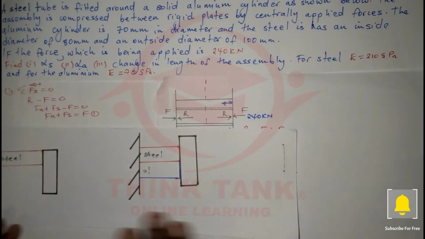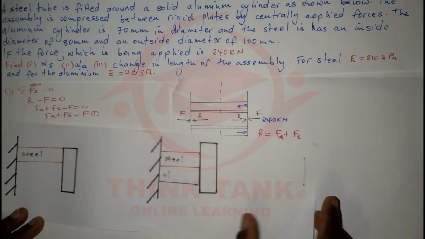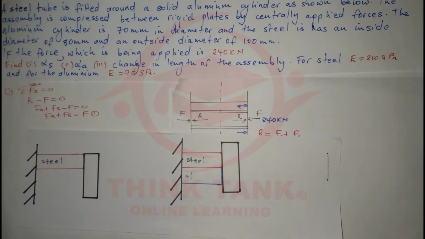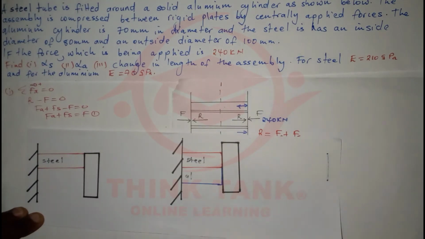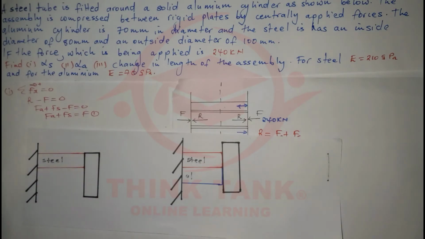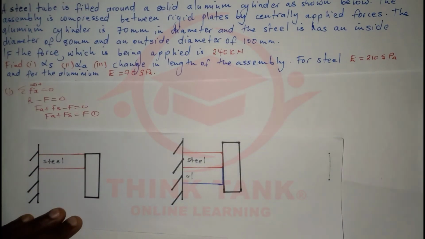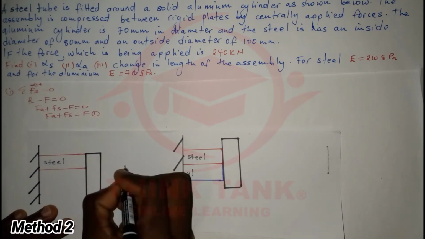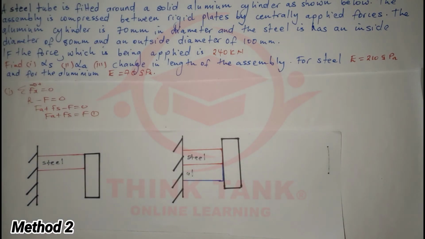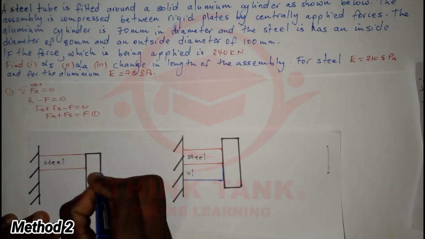If we remove the core, as you can see, we're only going to be left with the steel. I think I've explained why we don't have a second steel: it's just cylindrical and circular. So we're going to have one steel. That means we have removed the aluminium, and our force is still acting.